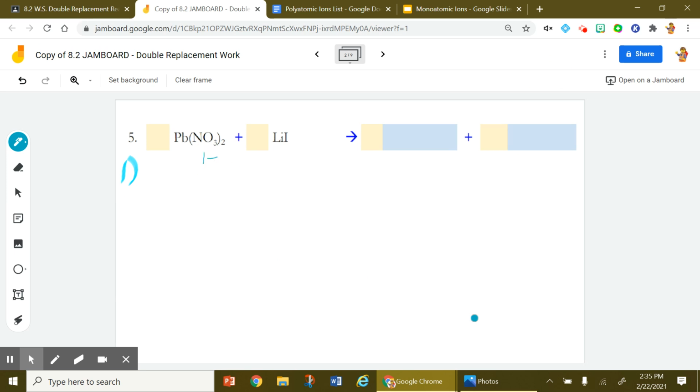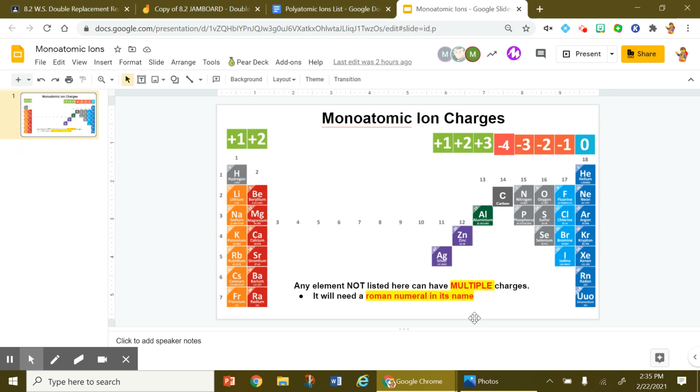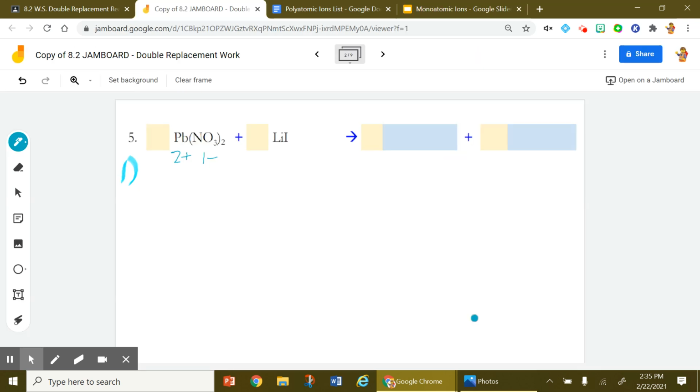But there's 2 nitrates here. We got 2 of them. So if we got a nitrate and another nitrate, that's 2 of them, then this single lead has to be a 2 plus because you need 1 lead to cancel out 2 nitrates. If you had a lead 2 plus and a nitrate and crisscrossed it, you would get that formula. So lead is 2 plus here. Lithium is +1.